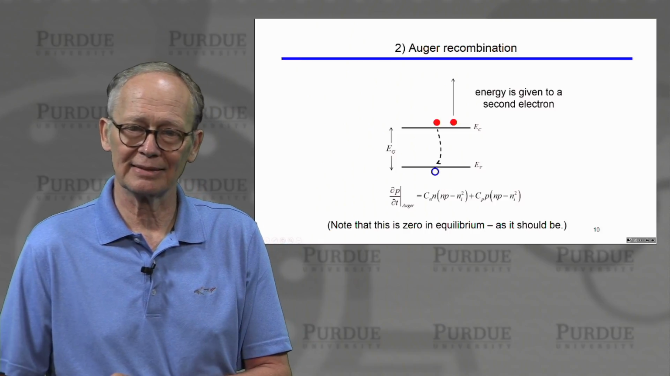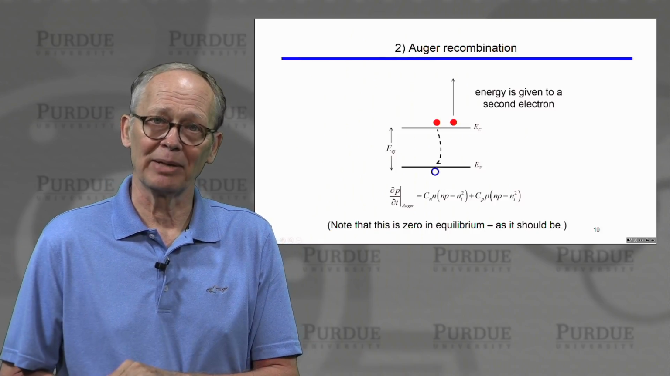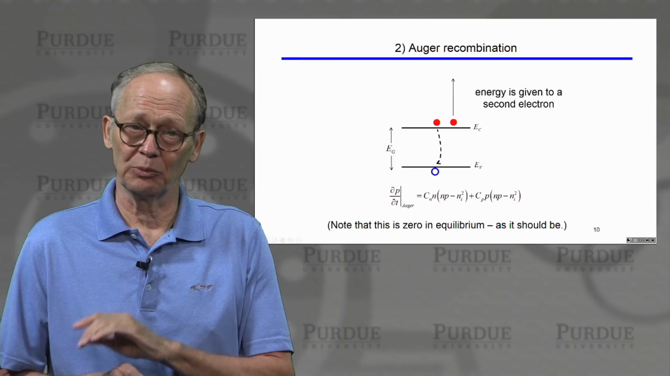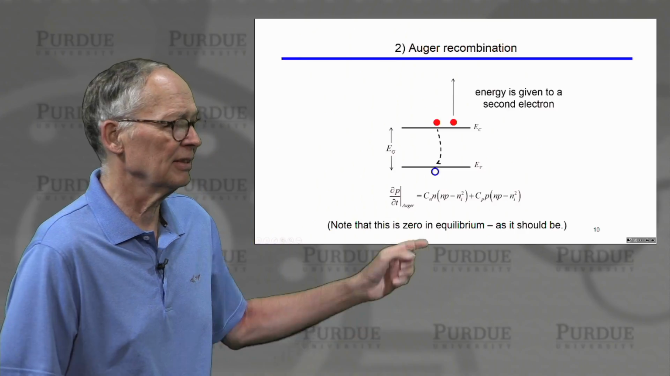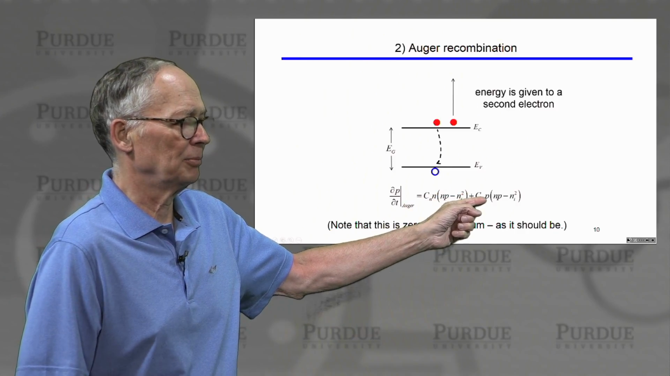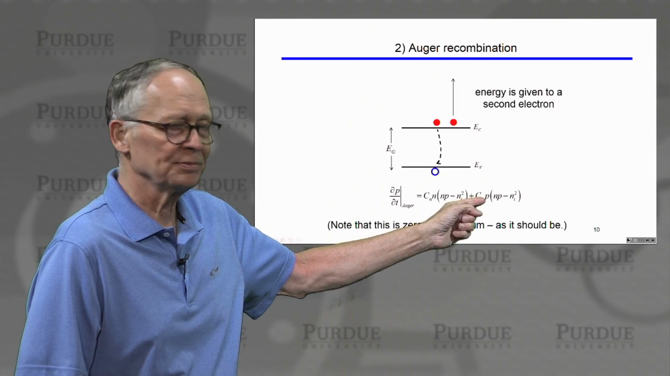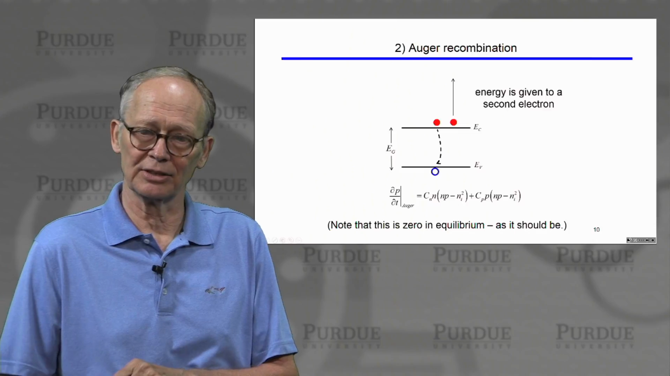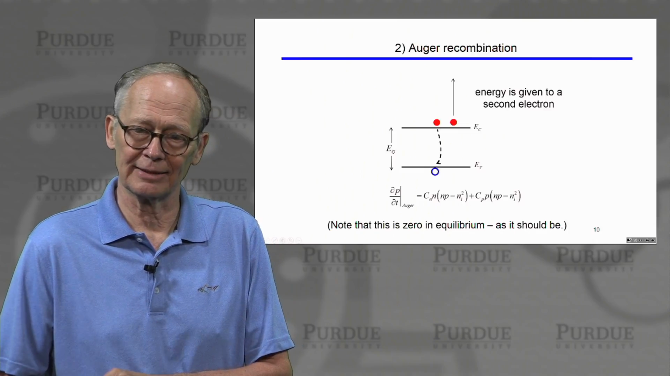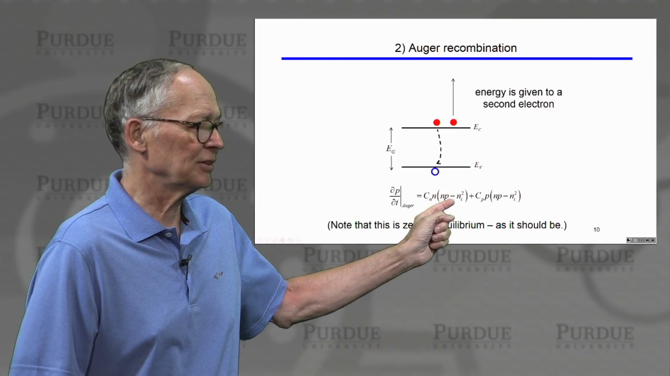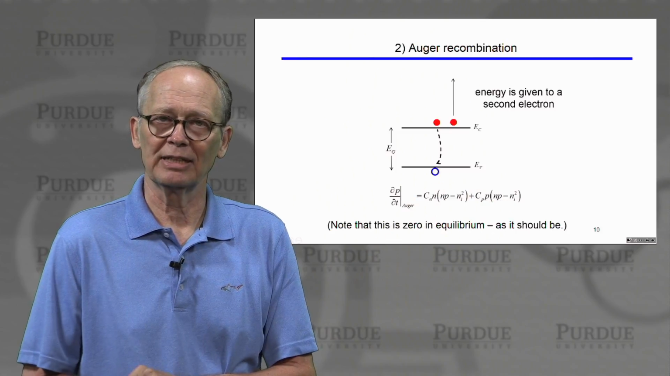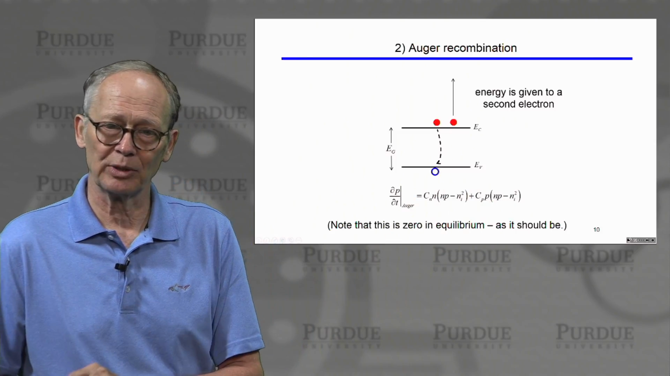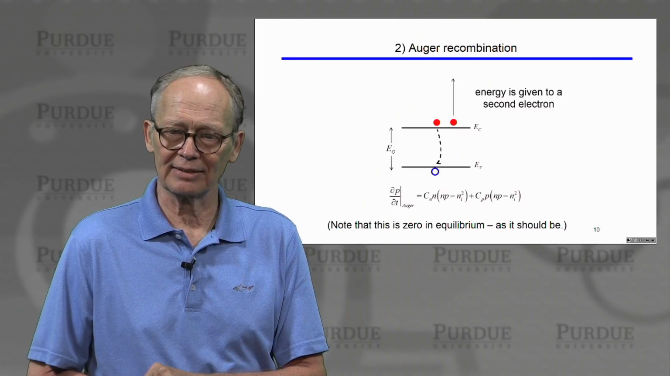There's a constant c sub n here that describes the strength of this process. If I have a p-type semiconductor, electrons and holes can recombine, and then it would be important to have a nearby hole that the energy could be given to, and the hole would acquire extra energy instead of it being given to light. I have a minus Ni squared in each of these terms, so that in equilibrium, np minus Ni squared goes to 0, and there's no effect in equilibrium.